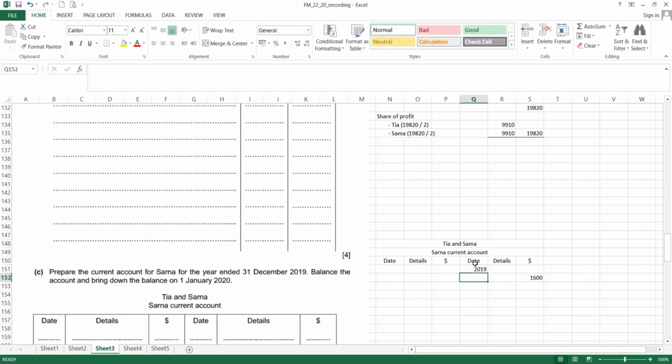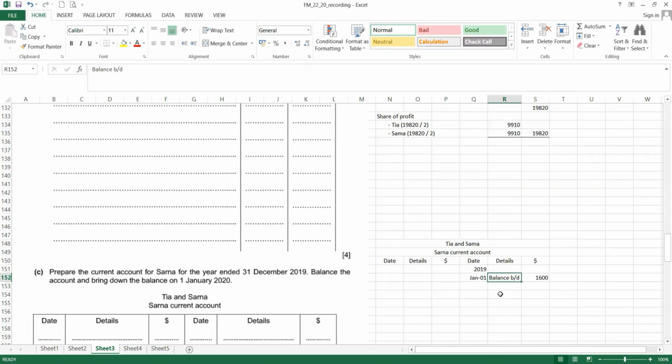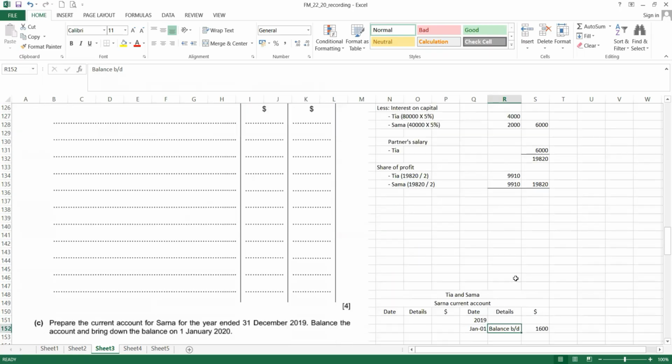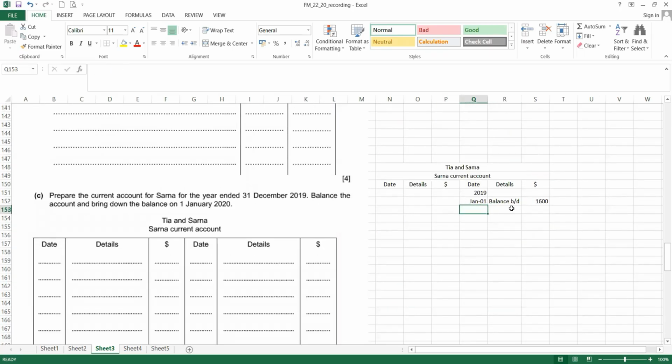2019, January 1st, balance brought down. What are the items on the credit side? You see the items in the appropriation account: interest on capital, partner's salary. This is income to the partner. So we put it in here. So the date, last day, 31st, interest on capital.